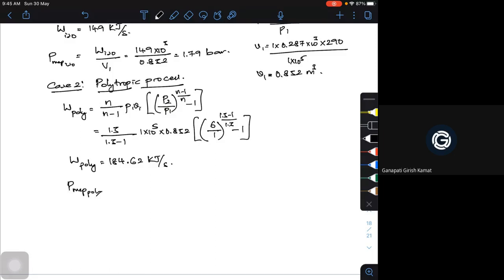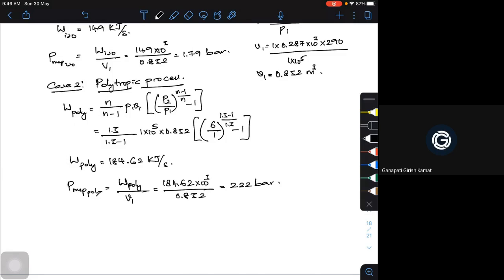What is the mean effective pressure for this condition? For the polytropic, it is equal to work done in the polytropic process divided by your V1, once again stroke volume, that is 184.62 into 10 to the power of 3 divided by 0.832. So I am getting around 2.218 actually. So let me call it as 2.22 bar.